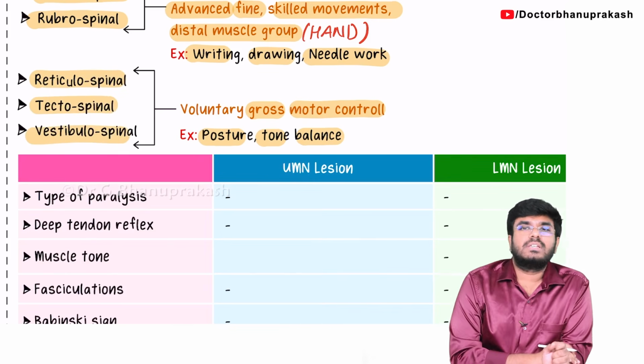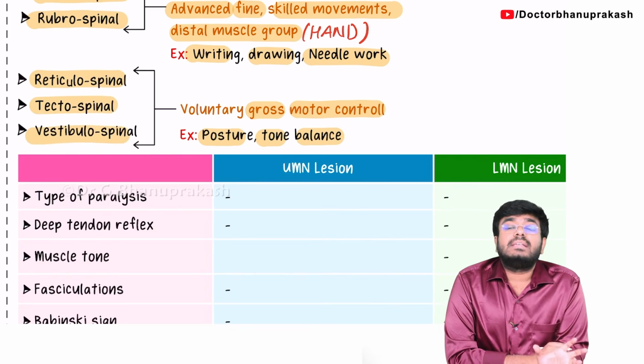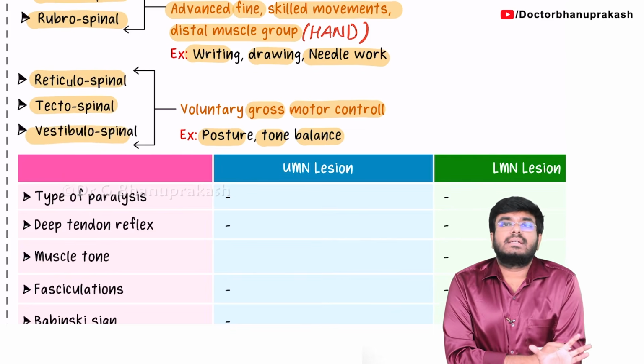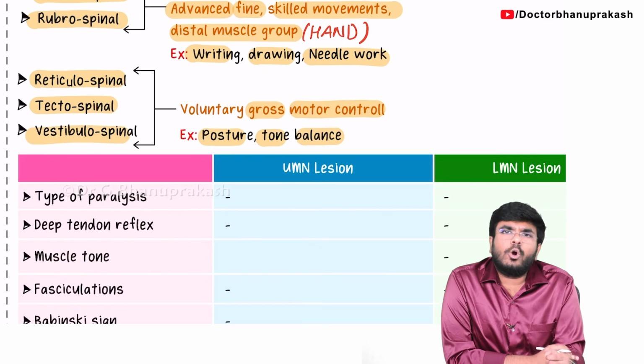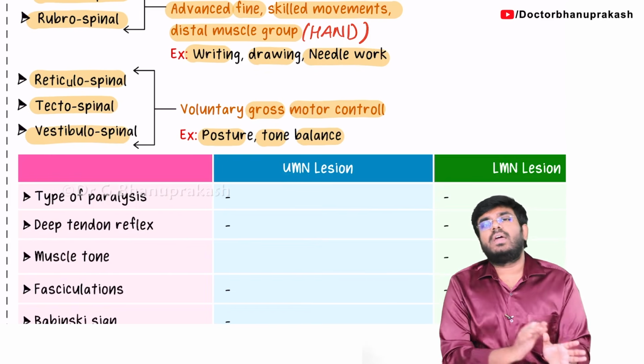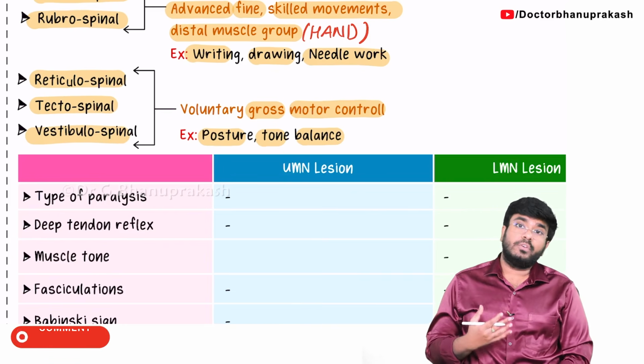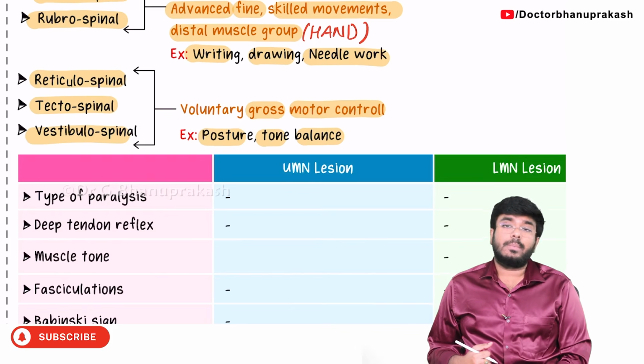So now you understand the difference between the corticospinal tracts and extrapyramidal tracts. The difference between them is the type of movement, the type of muscle contraction. If you want fine movements, it's the corticospinal along with the rubrospinal. If you want any gross movements like maintaining posture, balance and tone, you need the support of the extrapyramidal tracts.